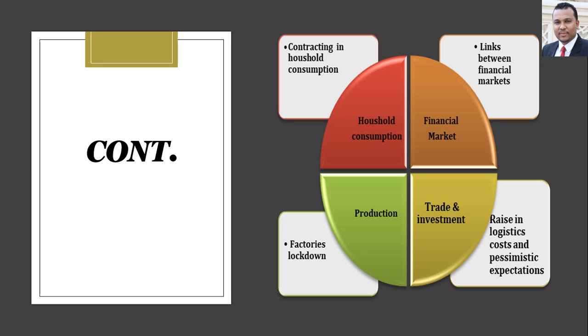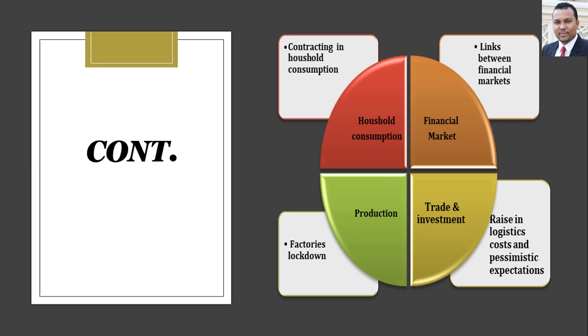The second window is the production window or the supply window. Due to factory lockdowns or economy shutdown, the supply side decreased and production decreased in some categories or some sectors.